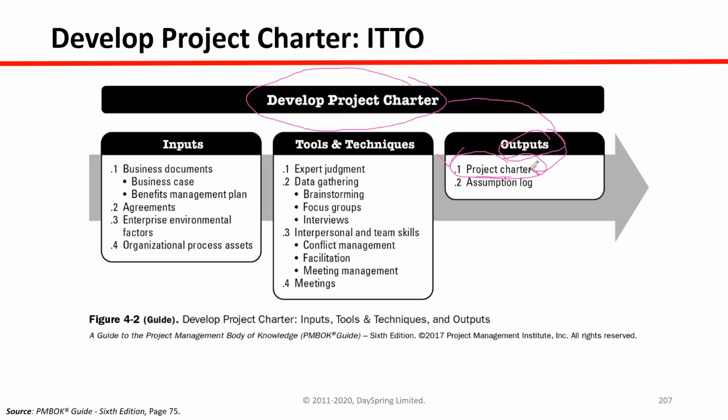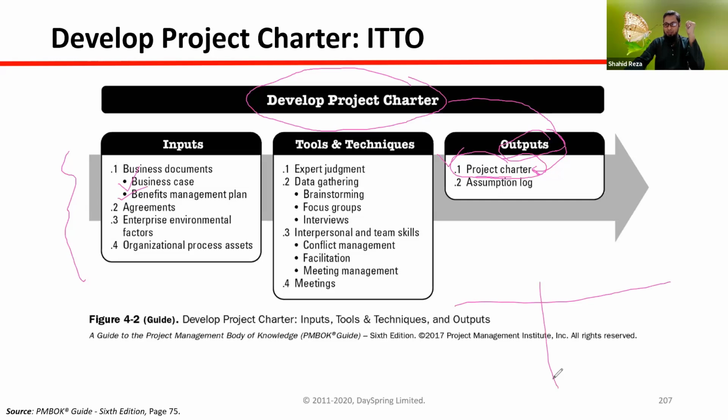To create the project charter, what are the inputs we need? At this stage, we have only two documents in our hand. One is the business case, another one is the benefits management plan. Can you remember? This is the pre-project phase. At the pre-project stage, we have created two documents, business case and benefits management plan. So the content from these two documents will flow into the project charter.